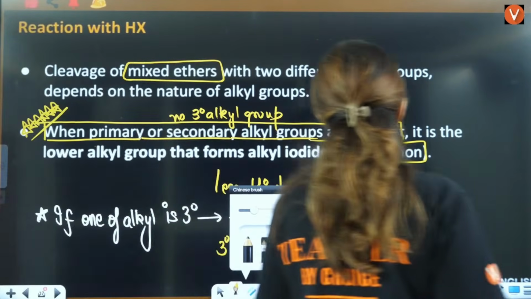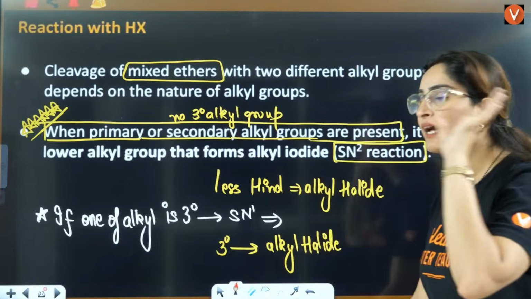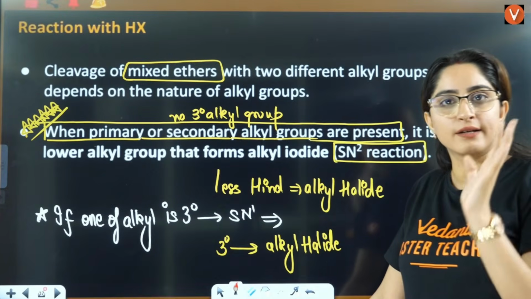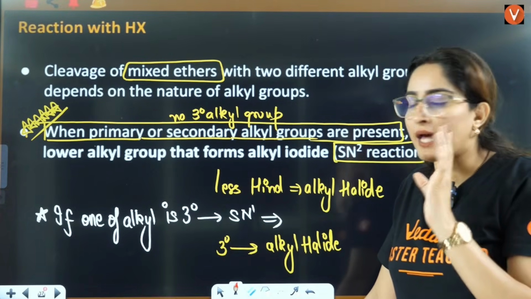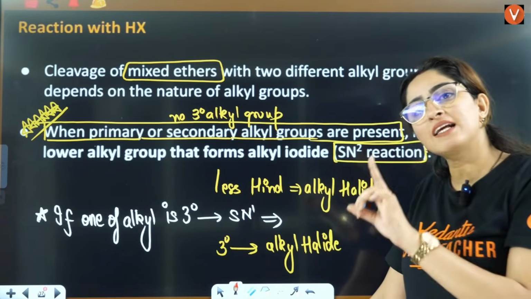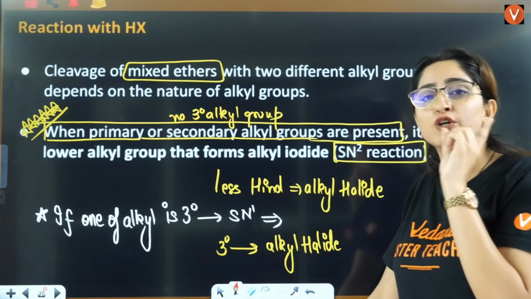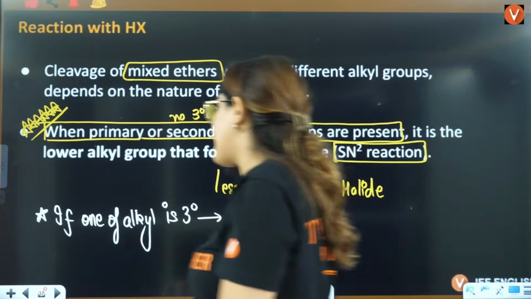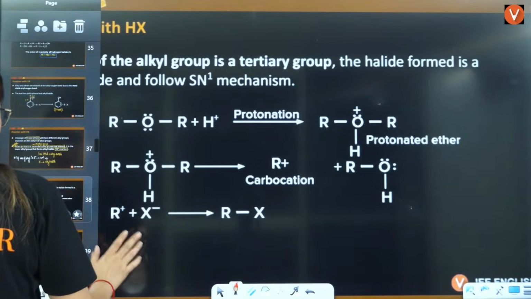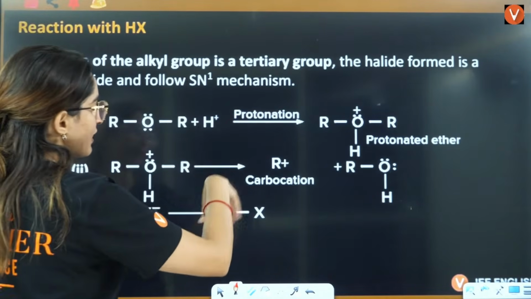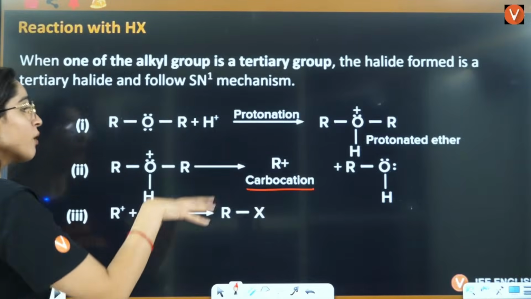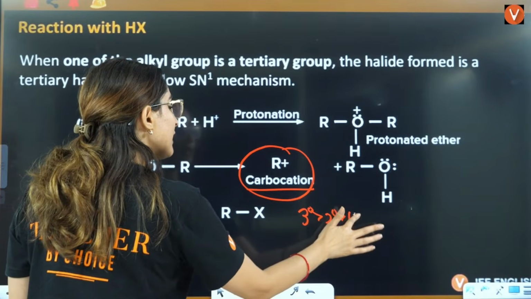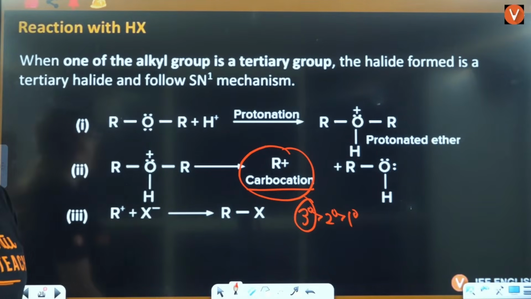What we are saying is, if you have no 3-degree alkyl group, then the alkyl halide will be the less hindered one because it follows the SN2 mechanism. If even one alkyl group is 3-degree, then it will follow the SN1 mechanism and the 3-degree alkyl halide will be formed. Firstly, a carbocation will be formed. The stable carbocation is 3-degree, then 2-degree, then 1-degree. That's why the 3-degree alkyl halide is formed here.